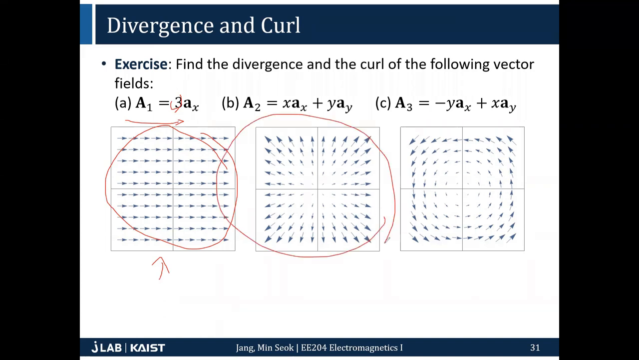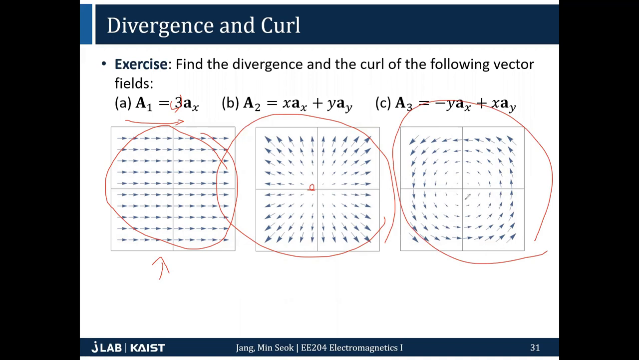What about this case? Divergence and curl, both zero, or if something is non-zero, which one is non-zero? Okay, good. So divergence is non-zero. Obviously, it's diverging, but there's no rotation, so rotation is zero. And then this one, you know the answer.